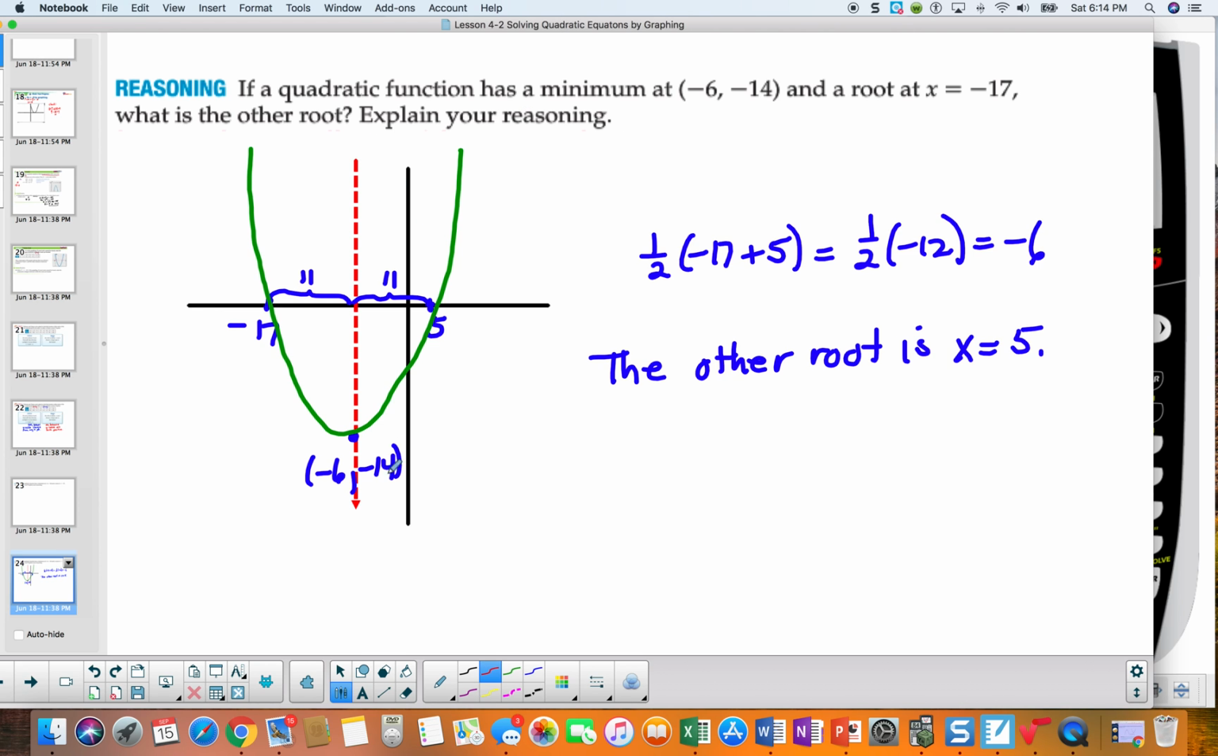I had to give myself a graph. I went ahead and graphed the vertex, and I did the axis of symmetry here. And they said one of the roots was -17, so I know this distance from -6 to -17 is 11. I know that the idea of symmetry means the other side will be 11, which means if I add 11 to negative 6, I'm going to get the number 5. Okay, so the other root is 5. I can check my work by taking these two numbers and finding the midpoint, and sure enough, I do get negative 6, so I'm really sure of my other root.